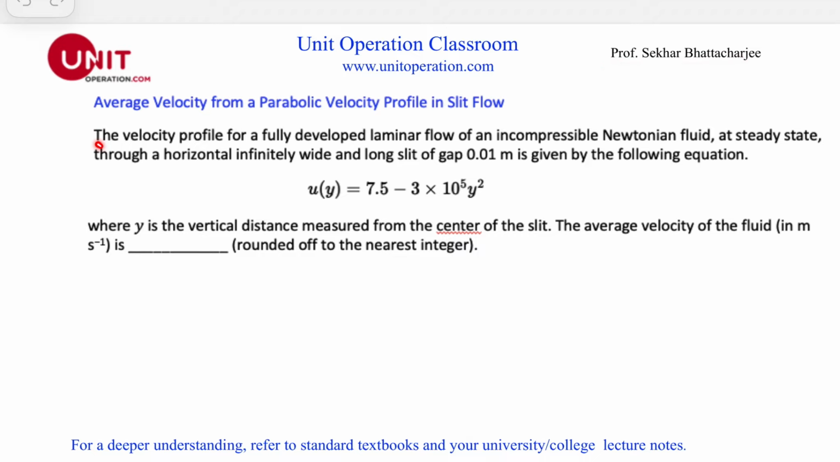What's the problem? The velocity profile for a fully developed laminar flow of an incompressible, let's say liquid, Newtonian fluid at steady state through a horizontal, infinitely wide, long slit of gap 0.01 meter is given by this formula. So this is basically a parabolic velocity profile, like a plus b y squared, where y is the vertical distance measured from the center of the slit. We have to find the average velocity of the fluid.